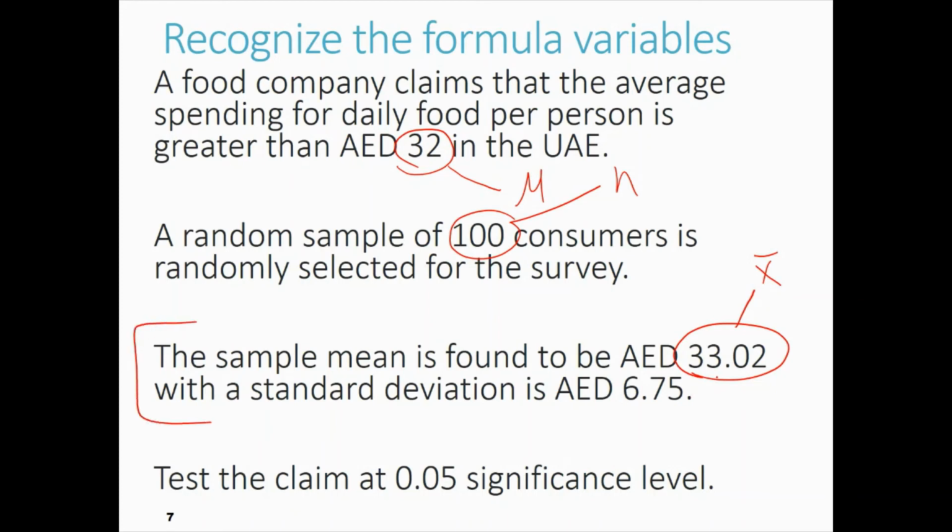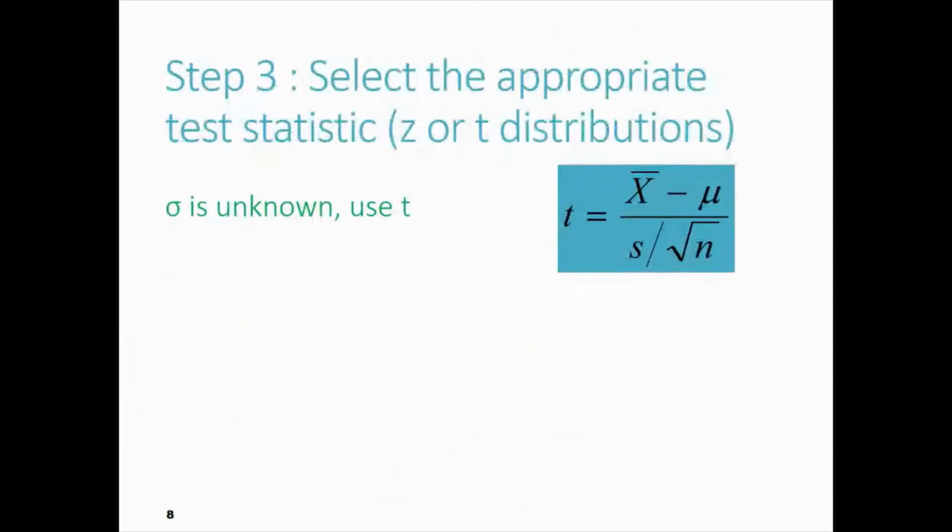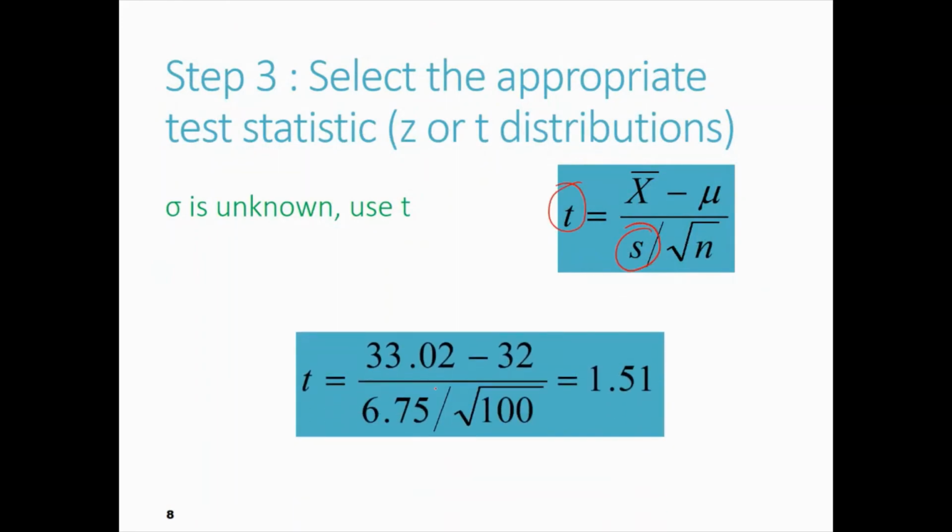So this is where the difference is. The line starts here. The sample mean is 33.02. The standard deviation of the sample is 6.75. Test the claim at an alpha of 0.05. Okay, so in here, they never told us the population standard deviation. These two lines are about the sample. So your sample mean is 33.02. The sample standard deviation is 6.75, so you use t, which when you do the math is the same. You get the same 1.51.